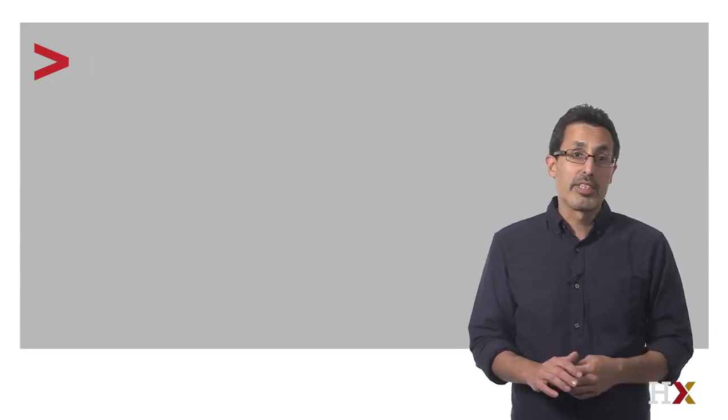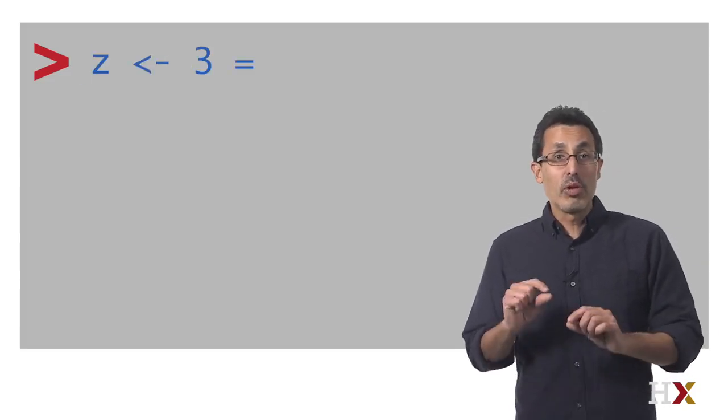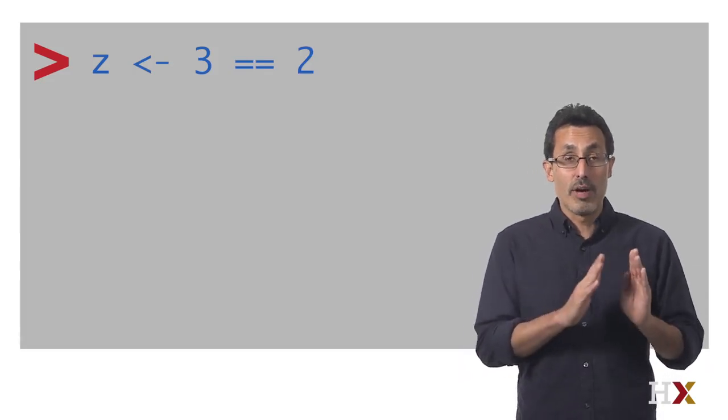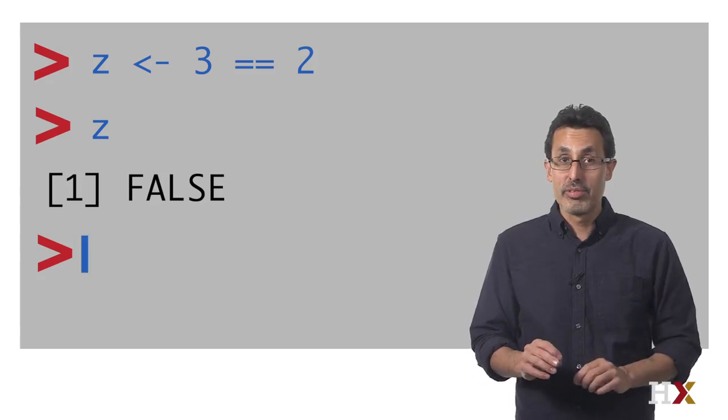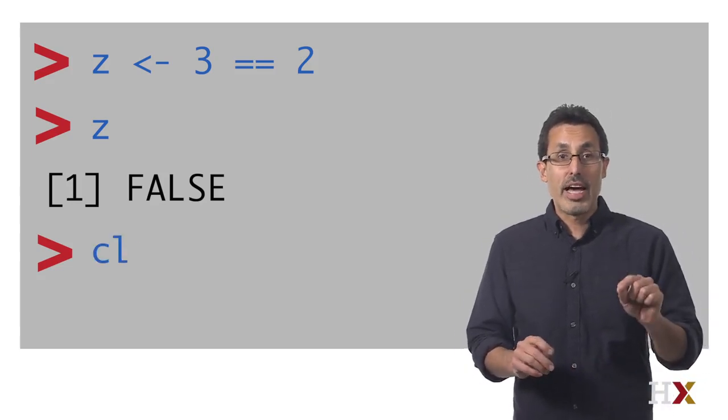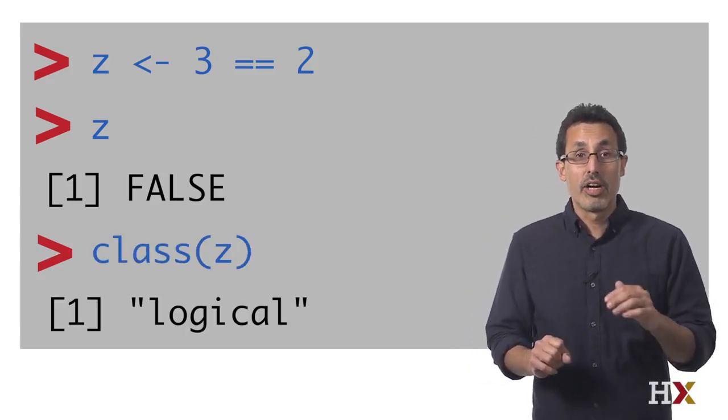Logical vectors are another type of vector. We don't have those in this particular data frame, but we need to mention them. These must be either TRUE or FALSE. So we can create a logical vector by, for example, assigning 3 == 2 to the object z. When I type z, we see that it's FALSE. That's because 3 is not equal to 2. And if we type class of z, it returns logical.